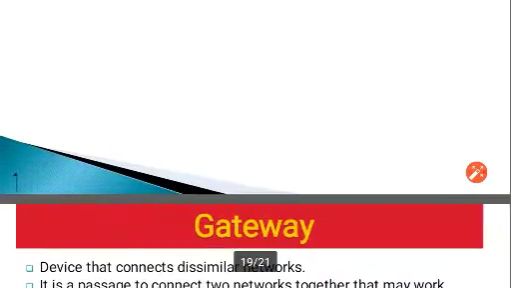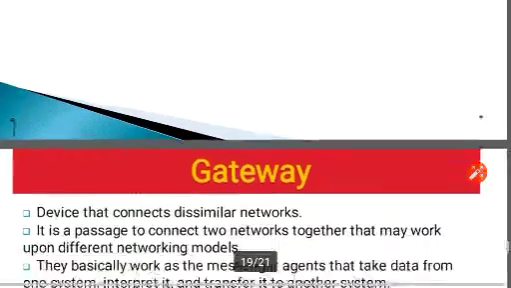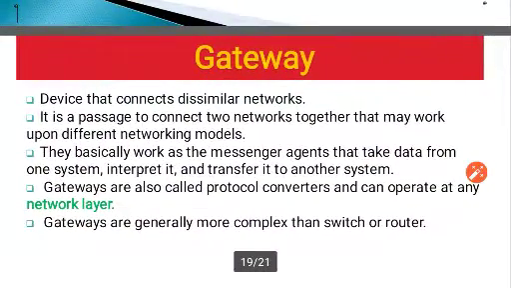Now moving to gateway. Gateway, as the name says, is dissimilar in what it does. It connects dissimilar networks, and it works in the 6th and the 7th layer, that is the session layer and the application layer. And very rarely it also works in the network layer. So it is a passage to connect two networks together that may work upon different networking models.